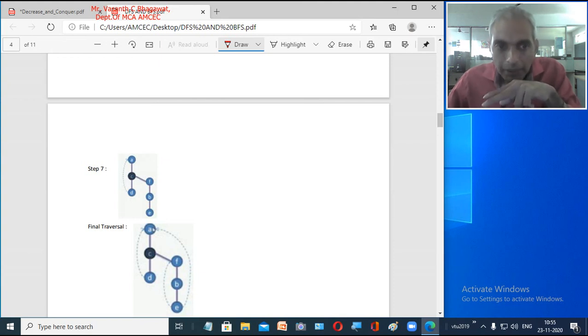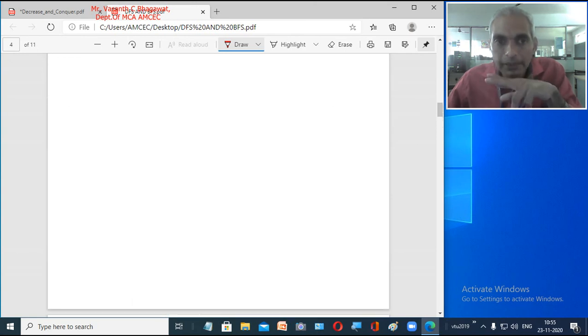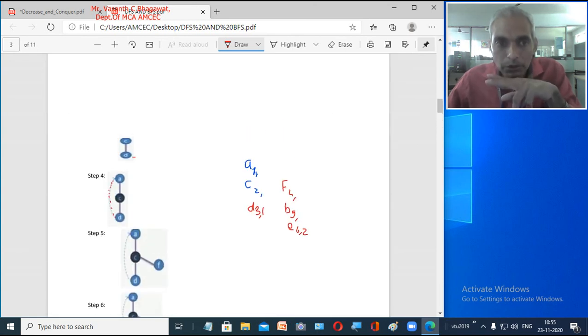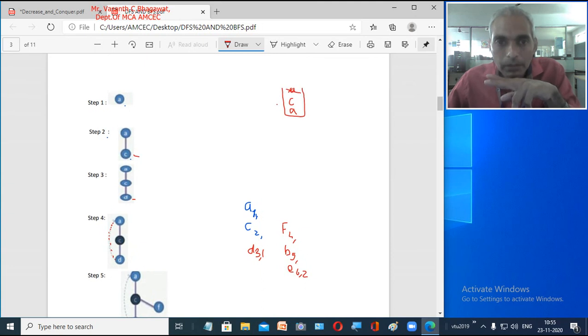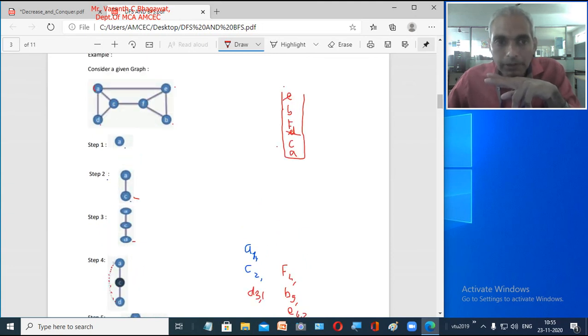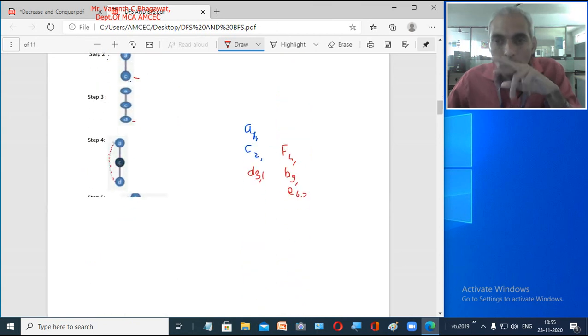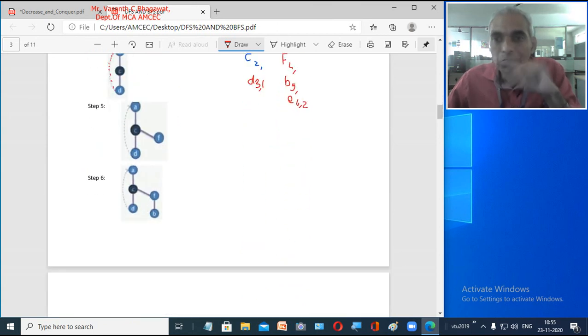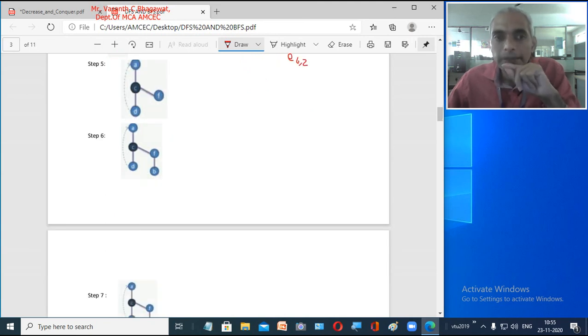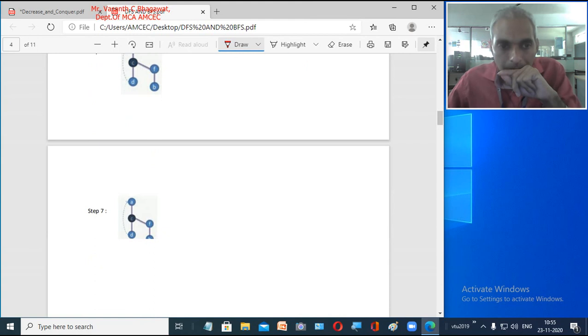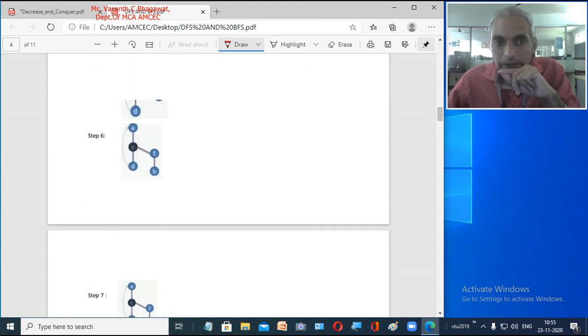But from E to F there is no edge. You are not getting any edge. So what you have to do is, from E to F in our graph there is an edge. Now if you look into your graph, from E to F there is an edge, but when you are constructing this DFS forest you are not getting it. So from E to F you have to draw a dotted line, so that now that will be your back edge, right?